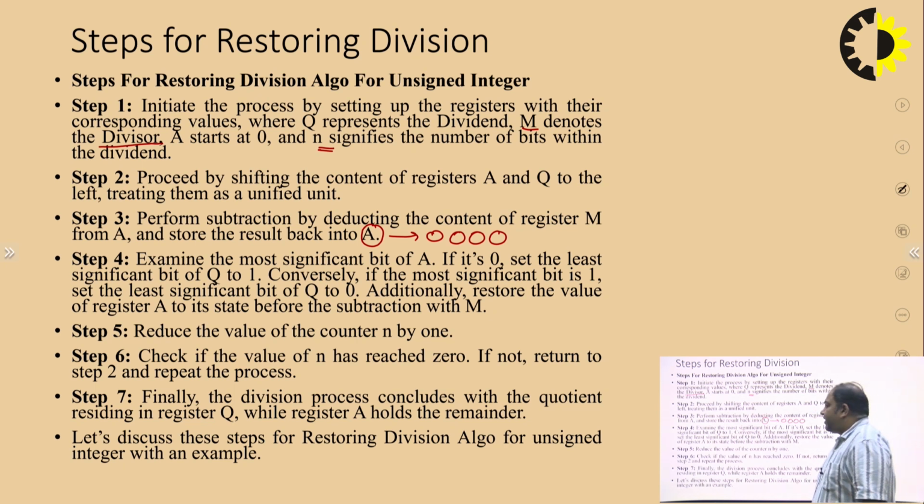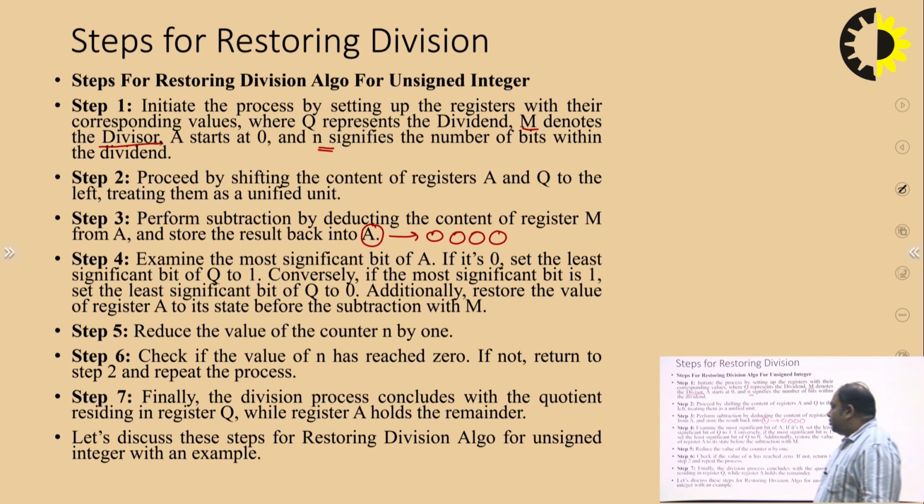In step 4, we examine the most significant bit of A. If it is 0, we set the least significant bit of Q to 1. And if the most significant bit is 1, we set the least significant bit of Q to 0. We do just the opposite. Additionally, we restore the value of register A to its state before the subtraction with M.